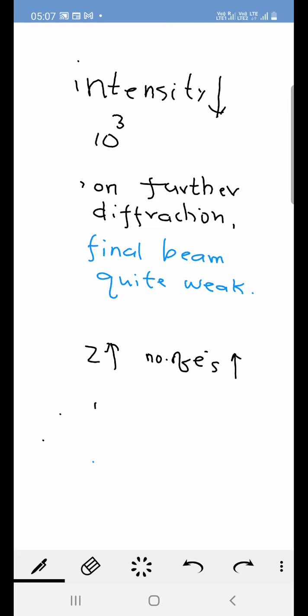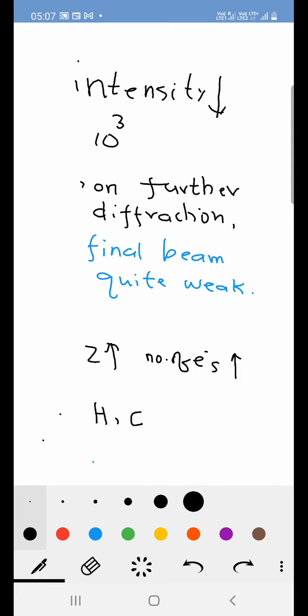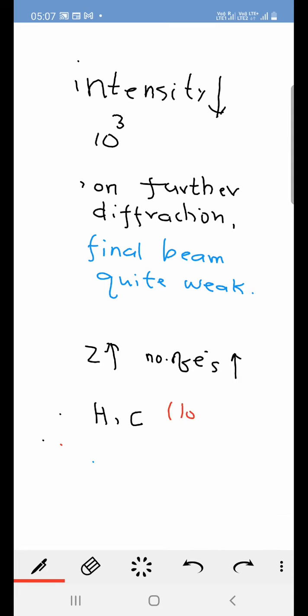That means light elements like hydrogen and carbon have lower diffraction power compared to heavy elements. So these are supposed to have low diffraction power compared to heavier elements. That is why it is difficult to study metal structures, such as if someone would like to study a metal hydride.